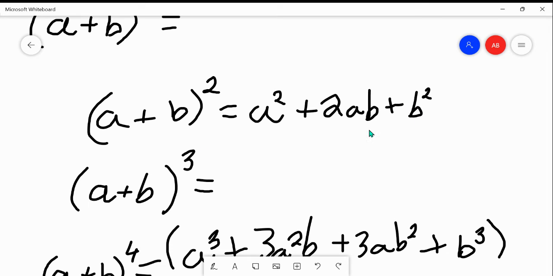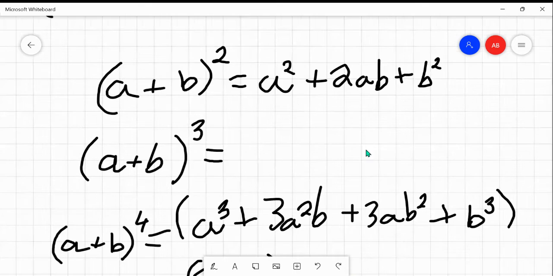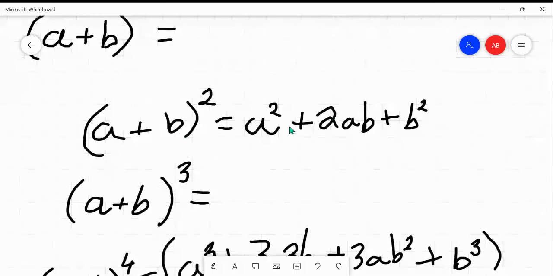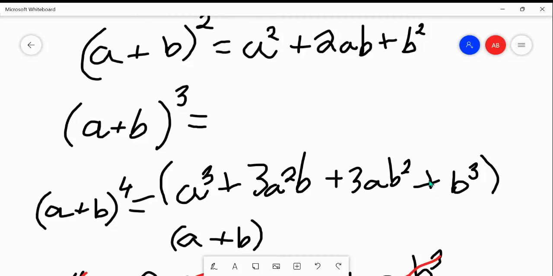And then you also see the B power is increasing. Here it's B to the 0, that's why there's no B here. Then B to the 1, you don't write the 1. And then B squared. Same thing applies to the cube one. A cubed, plus A's power decreased, B is increased to 1, and B was 0 here. Then A decreases to 1, B increases to 2. And last but not least, A becomes 0, B becomes 3.